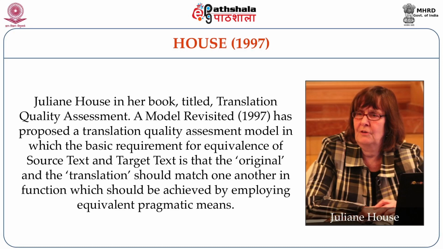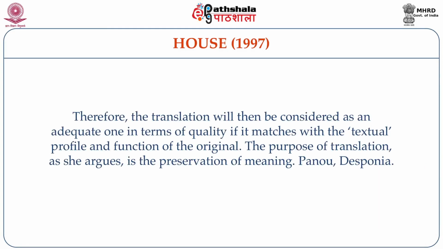Now let us discuss about Hughes. Julian Hughes, in her book titled Translation Quality Assessment: A Model Revisited, which was published in 1997, has proposed a translation quality assessment model in which the basic requirement for equivalence of source text and target text is that the original and the translation should match one another in function, which should be achieved by employing equivalent pragmatic means. Therefore, the translation will then be considered as an adequate one in terms of quality if it matches with the textual profile and functions of the original.